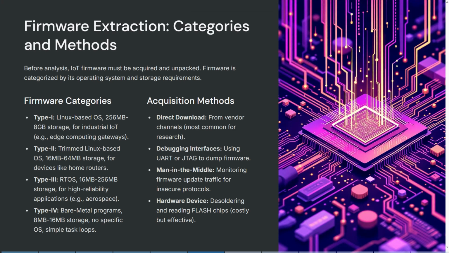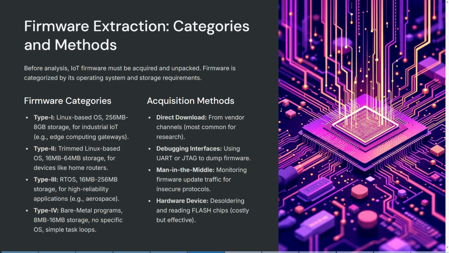The third one is RTOS. It's normally between 16 to 256 megabytes, and for high reliability applications like aerospace or military. And the fourth one is bare metal program. It doesn't have any specific OS, and it only uses simple task loops to do what is tasked to do. We also have four different methods on how to acquire this firmware.